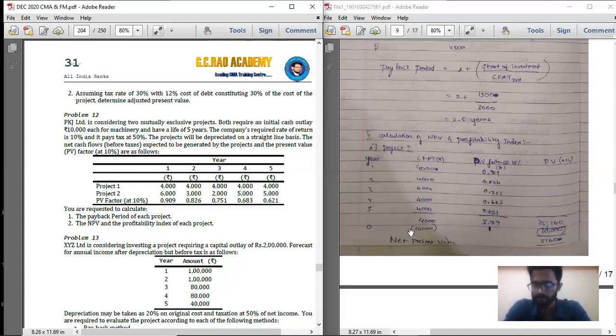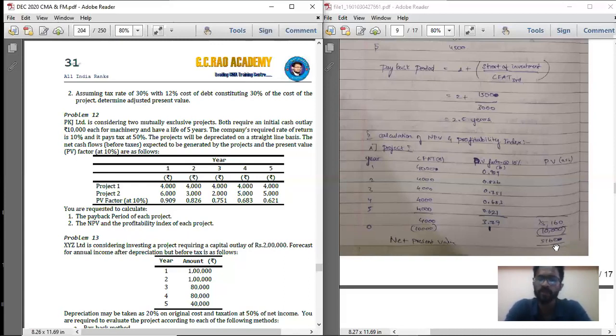Below that, less present value of cash outflow. How much is the total cash outflow? Only at the beginning of the year he has spent 10,000 rupees for machinery. After that there are no expenses. If he is spending at the beginning of the year, the present value factor will be 1. So record present value of cash outflow, 10,000 into 1, in the present value column below the 15,160, within bracket 10,000. Now total it: 15,160 minus 10,000, you are getting 5,160.